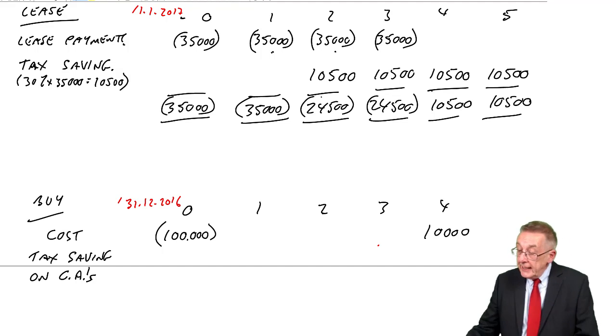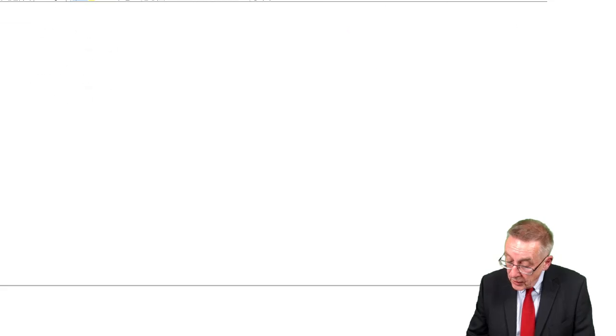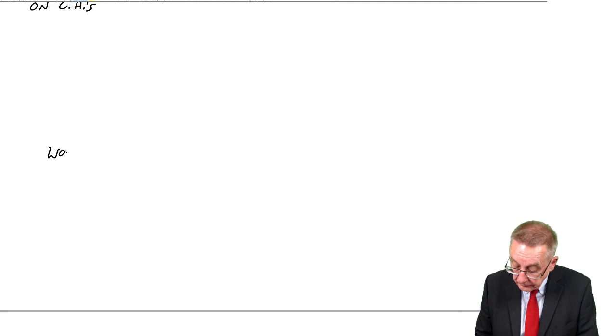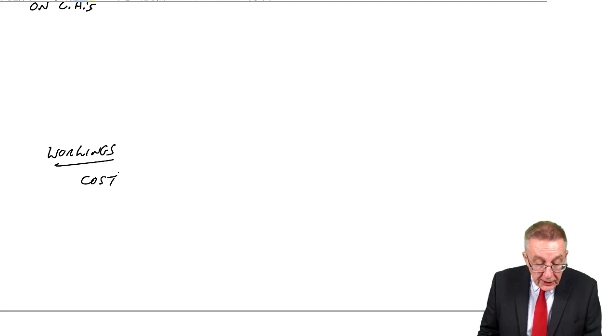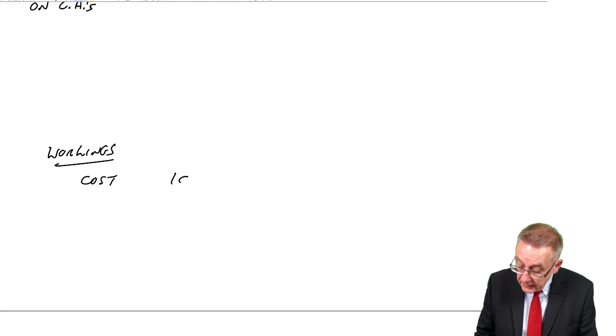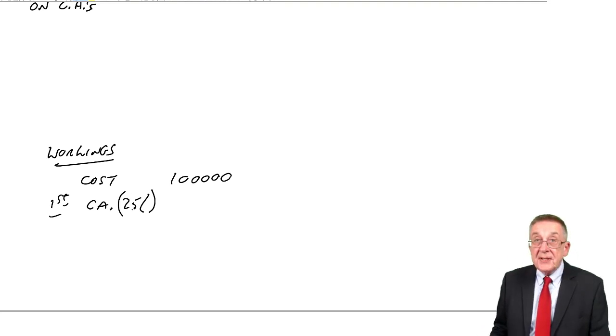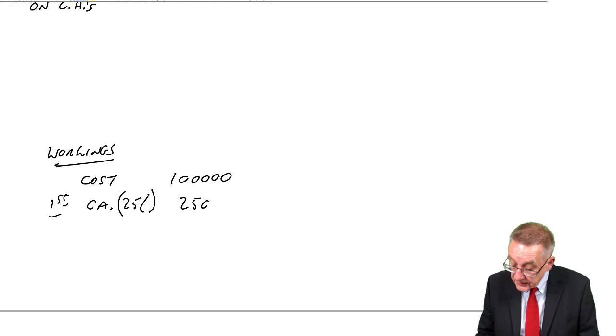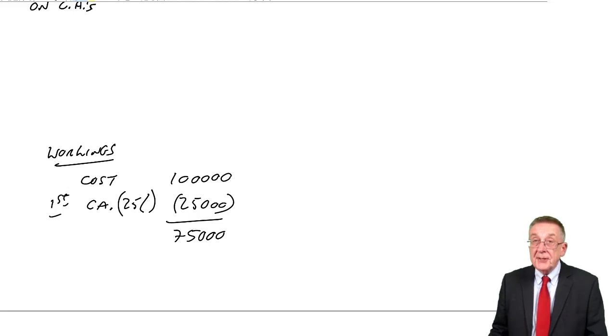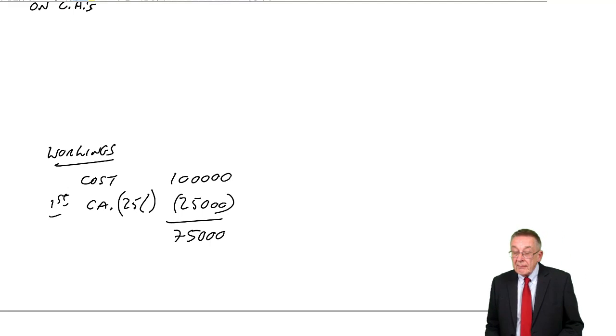Well, you know how to calculate. Let's do it. I'll have to do workings. The initial cost is 100,000. The first capital allowance calculation, 25%, is it 20? Yes, 25% reducing balance, 25,000, bringing the tax value down to 75.